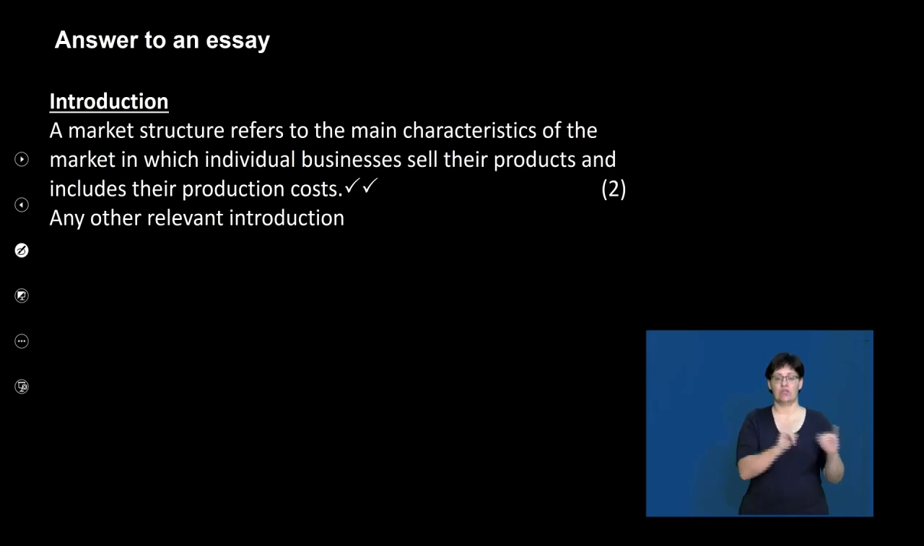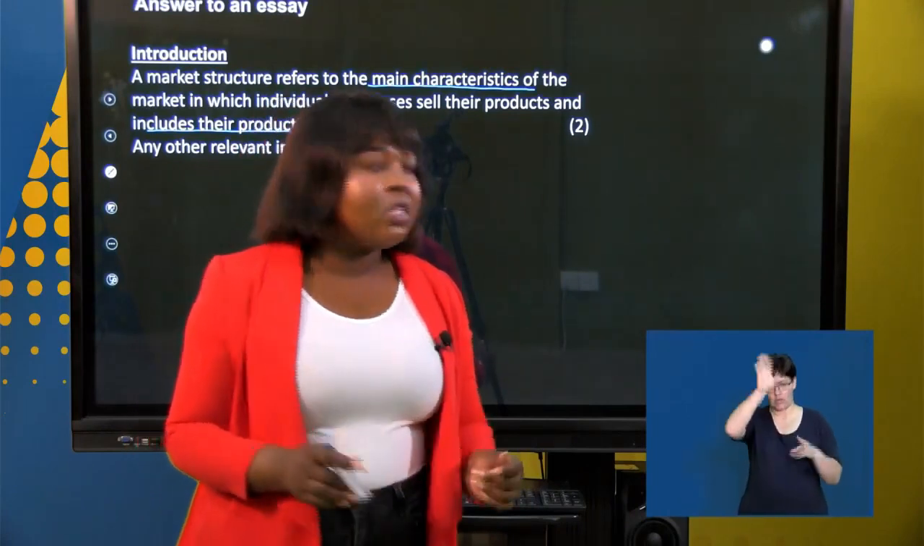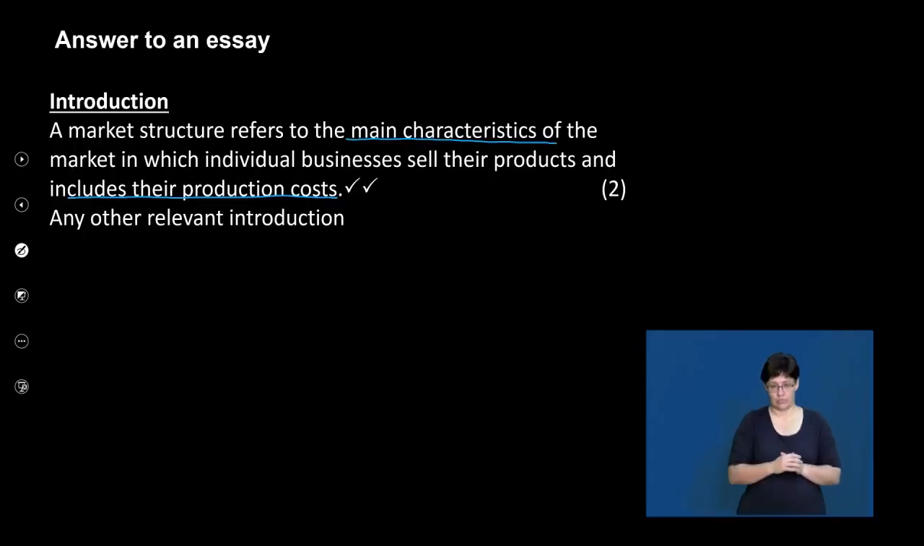Now let's look at the introduction typically. Can you see that I have clearly indicated that this is an introduction? It's properly underlined. What are we going to typically say as our introduction? A market structure refers to the main characteristics of a market in which individual businesses sell their products, and includes their production cost. Any other relevant introduction works too. Remember, for an introduction you can include a definition or a concept, and you get your 2 full marks. Remember to write full sentences.